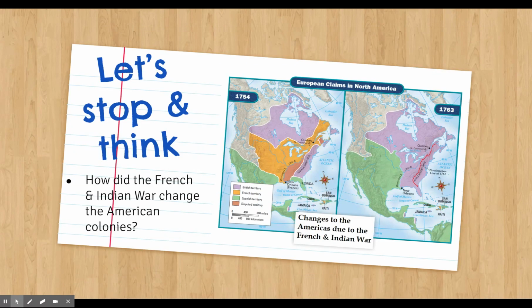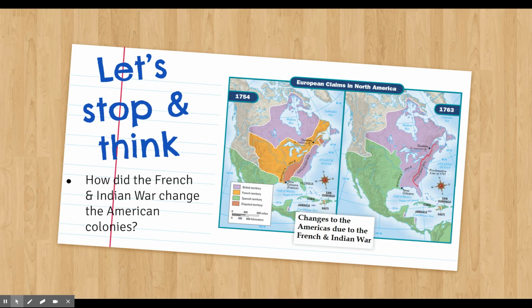So let's stop and think. How did the French and Indian War change the American colonies? So if we look at this map from 1754 to 1763, right after the French and Indian War, one of the biggest changes is the land that was controlled. The British territory is in lavender, and the French territory is in this gold color. From one map to another, we see that the French territory has been wiped out. So the British kind of took over, and the Spanish kind of took over the rest. So that's one of the biggest changes.